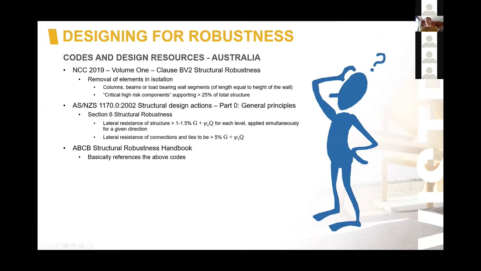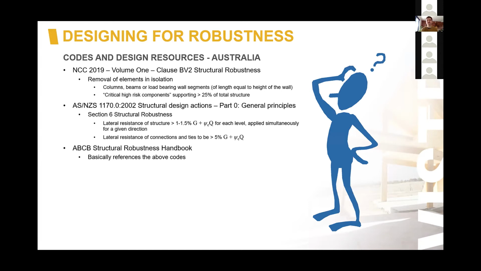Okay, so the codes in Australia are quite limited. There's only one page in the NCC on robustness, and again in 1170.0, section 6 provides some guidance on ties and the capacities that they need to achieve and overall stability of the structure. But it's not very prescriptive. It's quite ambiguous and hard to interpret.